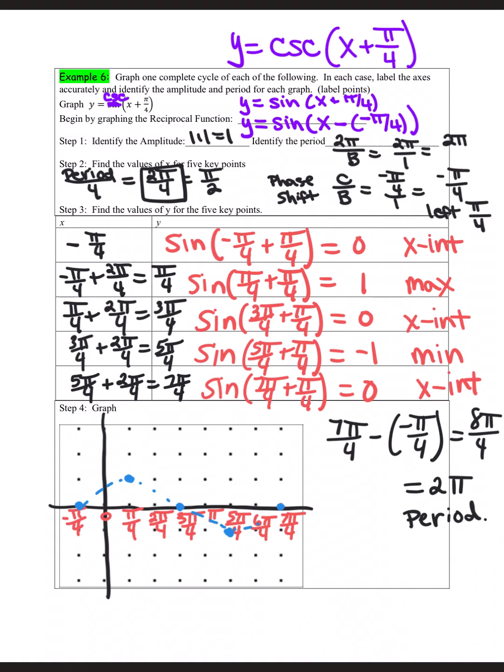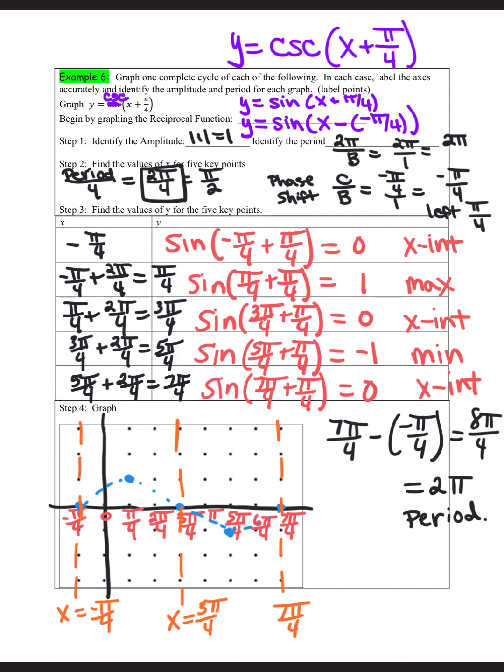So this is a sine function. Wherever there's an x-intercept, that's where the asymptote is. So I have an asymptote at x equals negative pi over 4. I have another one at x equals 3 pi over 4. And I have another one at x equals 7 pi over 4.